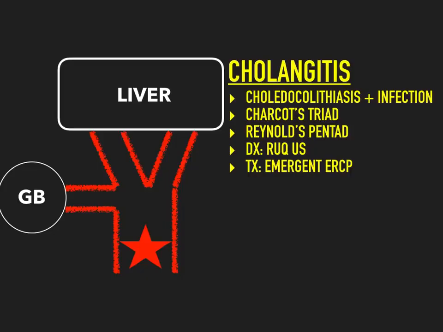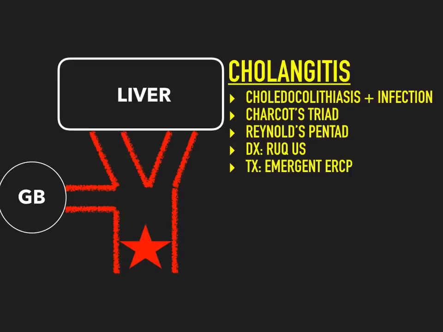So you will have Charcot's triad and occasionally Reynolds' pentad. Charcot's triad is fever, jaundice, and right upper quadrant pain. You're always going to have Charcot's triad. They're always going to give that to you on a physical exam: fever, jaundice, and right upper quadrant pain. The fever and the right upper quadrant pain are from the inflammation, and the jaundice is for the same reason choledocholithiasis caused jaundice. You have an obstructive jaundice again.